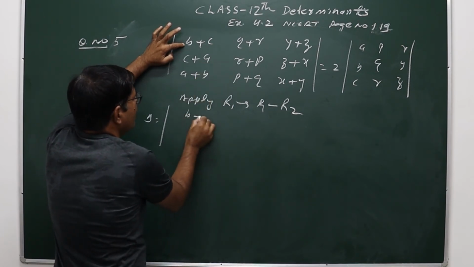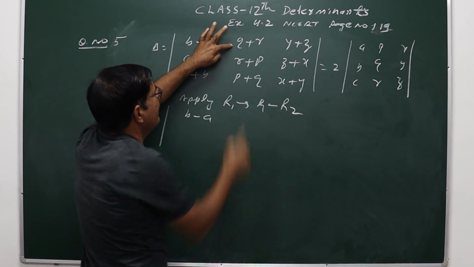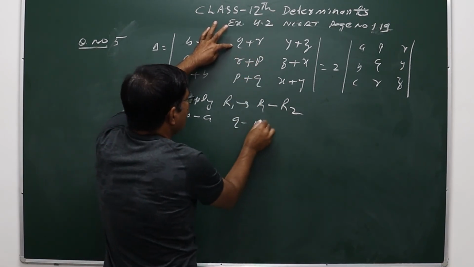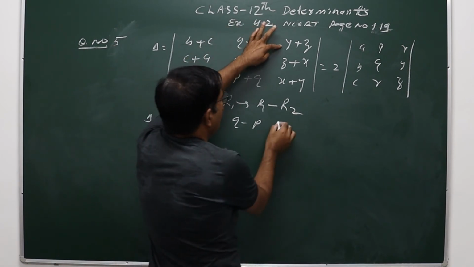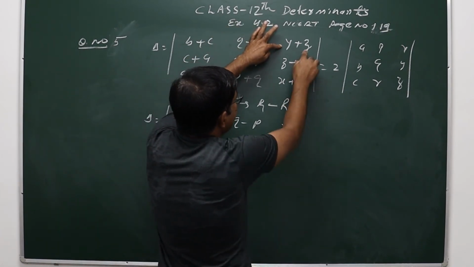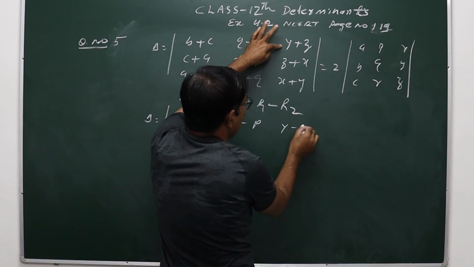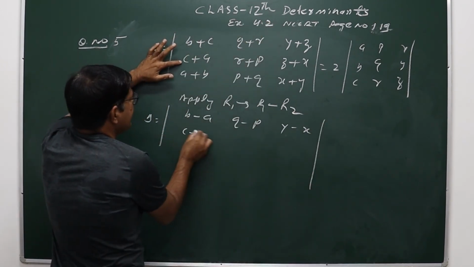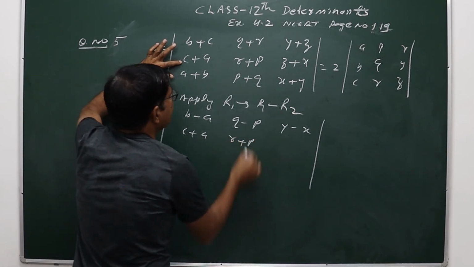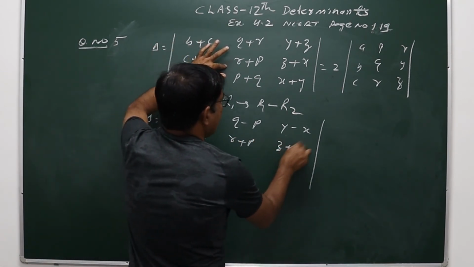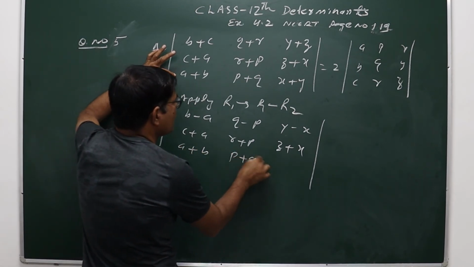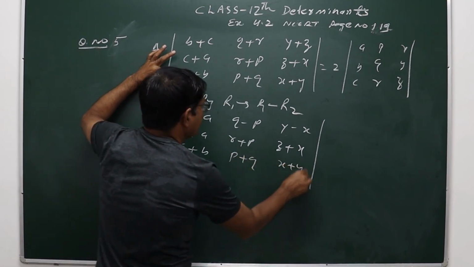So it will be equal to B minus A. Here Q plus R minus P, so it will be Q minus P. And here Y plus Z minus X, so Y minus X. Second row will be as it is, that is C plus A, R plus P, and Z plus X, then A plus B, P plus Q, and X plus Y.